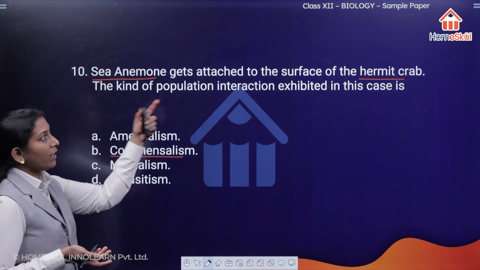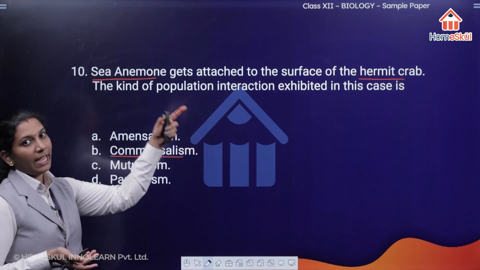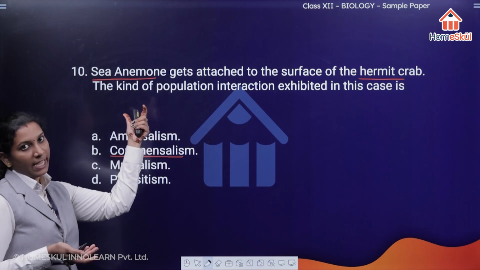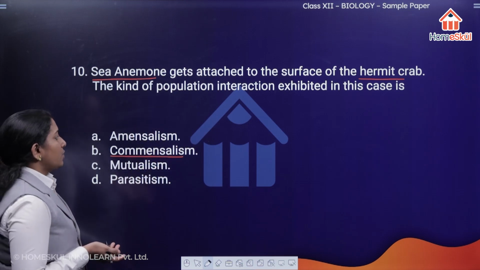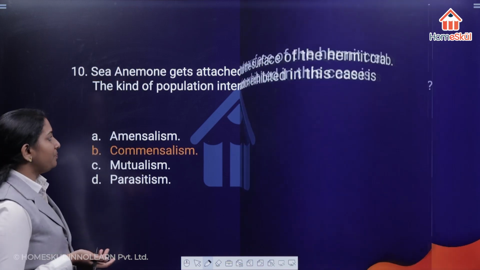But here, one of the organisms is getting benefit. Okay, hermit crab will provide food for the sea anemone. So you can choose commensalism here, right? So the answer is commensalism.